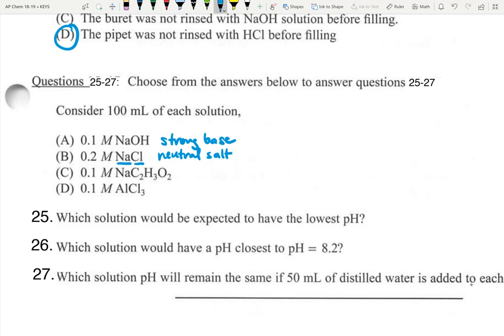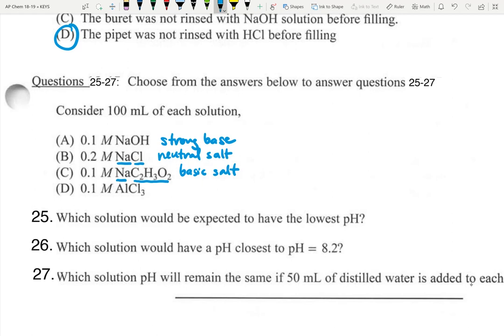So, neutral salt. But if we look at letter C, we have sodium acetate. Sodium comes from a strong base, sodium hydroxide. Acetate is the conjugate base from a weak acid, acetic acid. Sodium from a strong base, acetate from a weak acid means this will be a basic salt. And we can write the equation to show that, but that acetate ion would act as a base. Sodium can't do really anything as far as acting as an acid or a base.